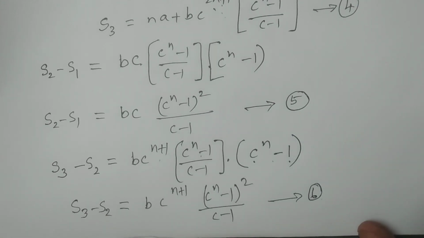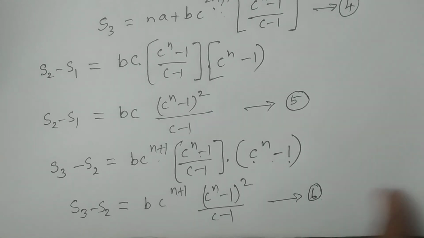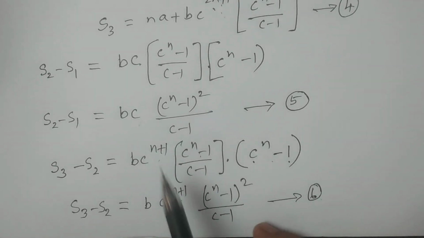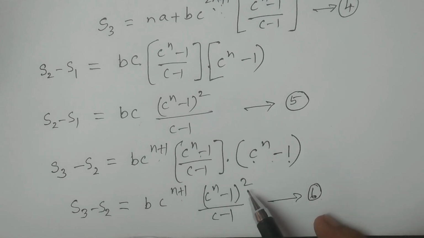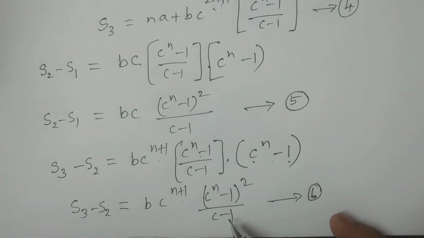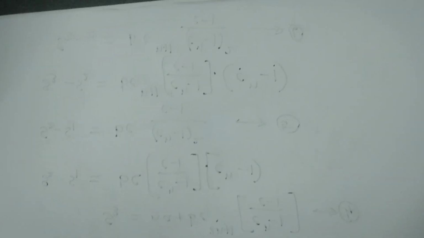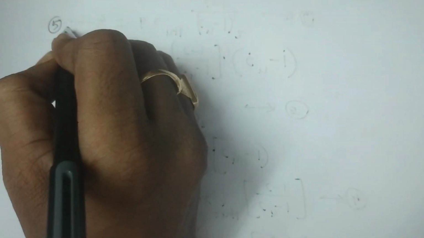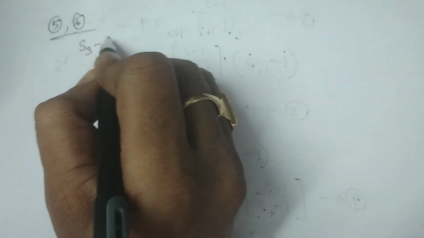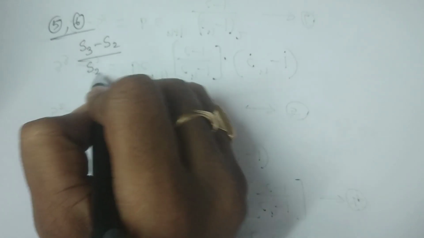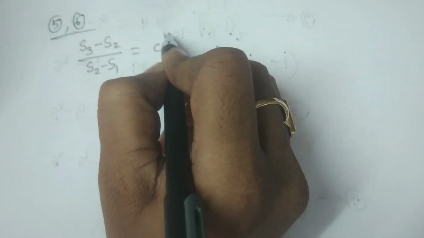What will you get? S3 minus S2 by S2 minus S1. So here c power n plus 1, here c. So c will get cancelled, c power n will be there. B will get cancelled. C power n minus 1 whole square by c minus 1, here also, here also. So these two terms will get cancelled. Only the term c power n remains. Therefore, by dividing equations 5 and 6, you will get S3 minus S2 divided by S2 minus S1 is equal to c power n. Simply we got this value.